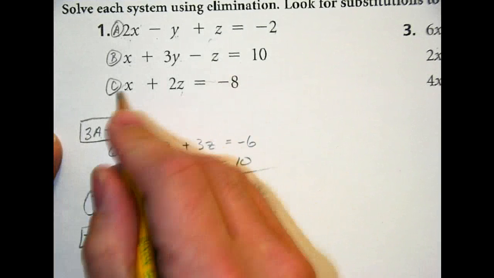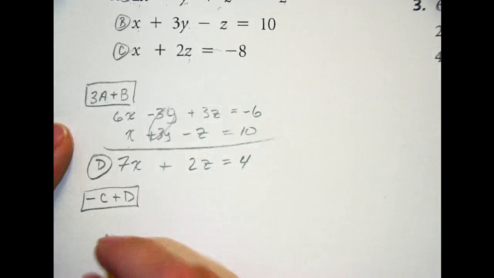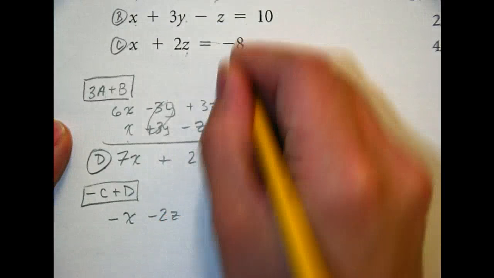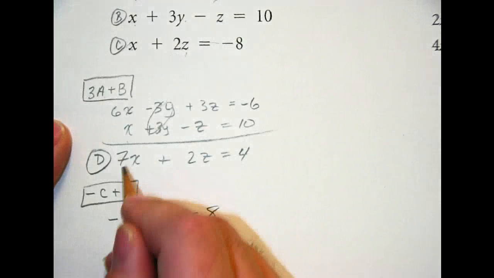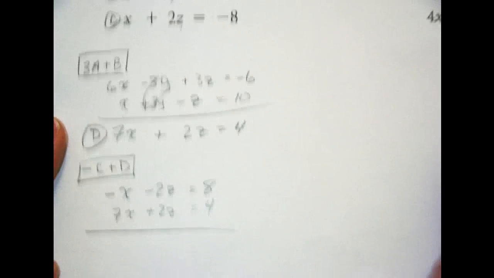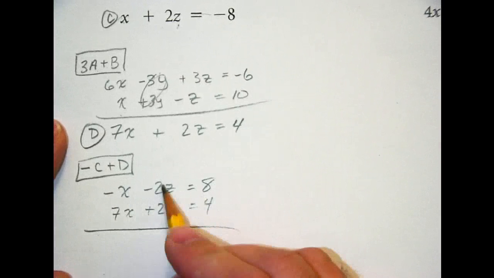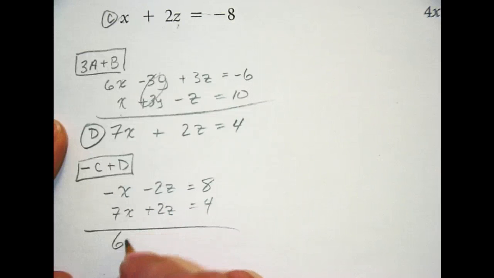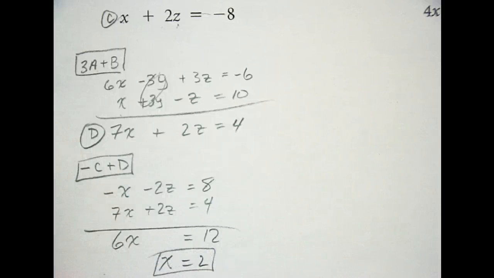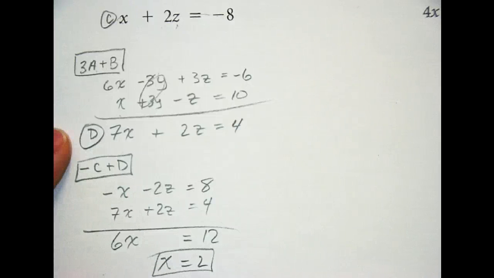If I go negative C plus D, I get negative X minus 2Z equals negative 8. Then we got D, 7X plus 2Z equals 4, just so it feels better. Okay, these are gone. We get 6X equals 12, so X is? 2. Man, that was so easy finding X. X is 2.